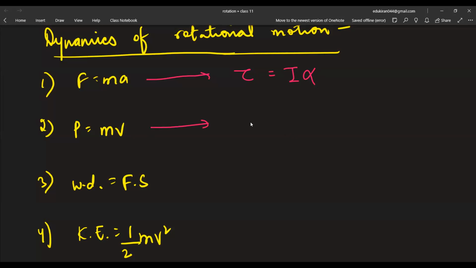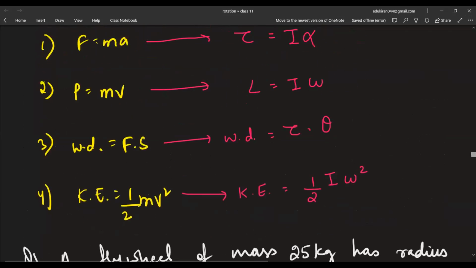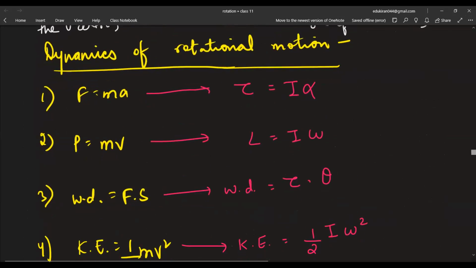Momentum, linear momentum becomes angular momentum. Mass becomes moment of inertia. Linear velocity becomes angular velocity. Work done: force becomes torque, displacement becomes theta, so tau dot theta. Kinetic energy: half is a constant, mass is I, and the linear velocity is written as omega, so half I omega square. All these formulas are very important for your numericals also. This question we'll see. First, you write down both the things, then I'll discuss this. Write it.